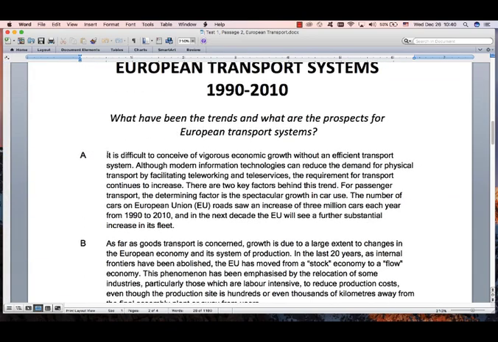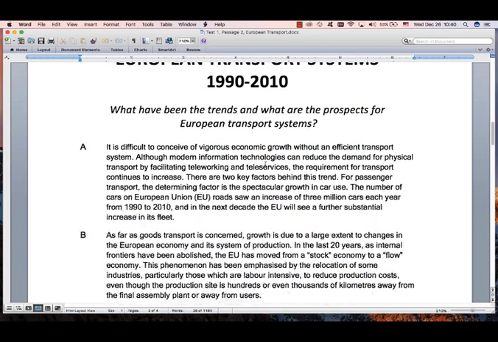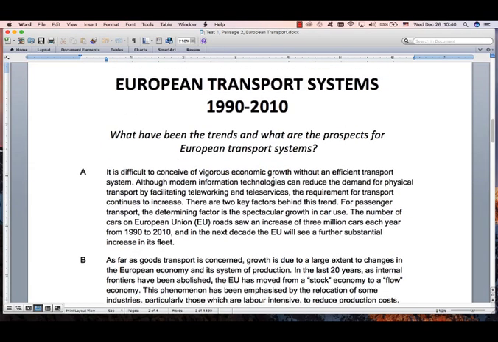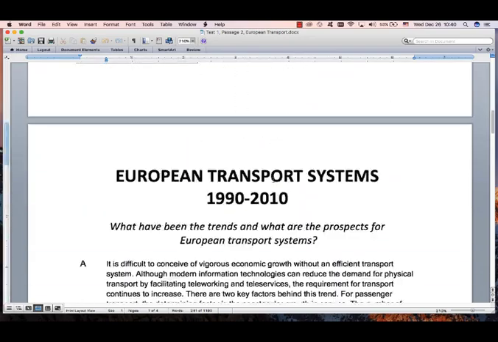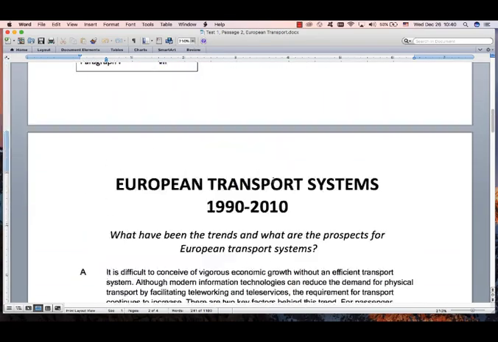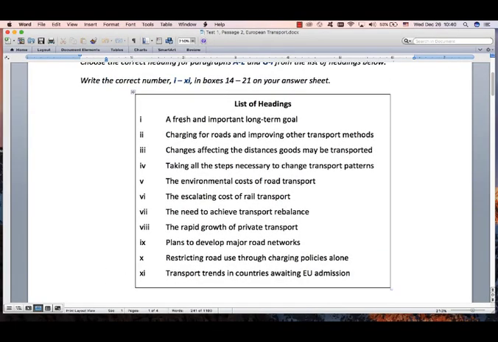So let's start. It is difficult to conceive of vigorous economic growth without an efficient transport system. Quite a difficult sentence. It's difficult to think about strong economic growth if you don't have efficient transport. Is there anything? So here, I guess, vigorous economic growth and efficient transport system are what's important. All they're saying is that if you want economic growth, you need a good transport system. Fresh and important long-term goal. Now, this is a boring step, I know, but this is important. You've got to go through them one by one.